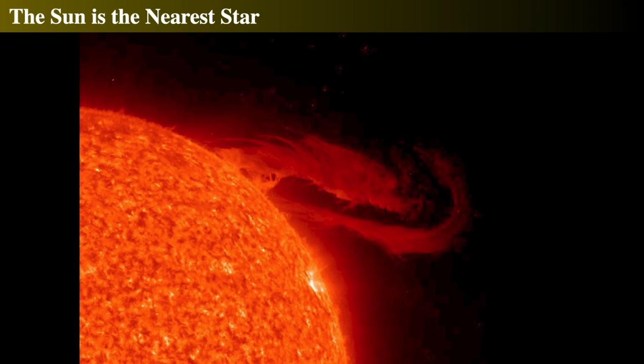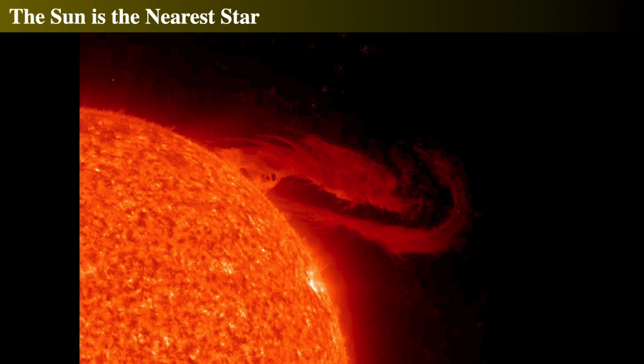So the sun is the nearest star. It's a really big object. It's the sun. It's huge. 1 million Earths could fit inside it. 110 Earths can fit across it. And it's a big thing. It comprises 99% of all the mass in the solar system.